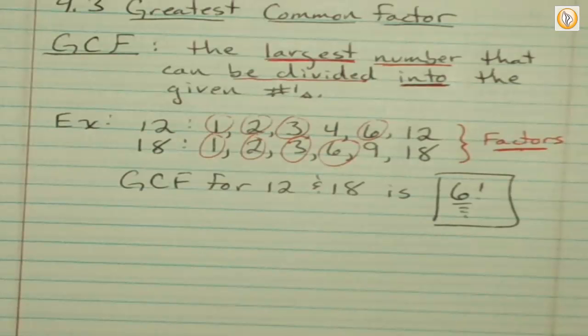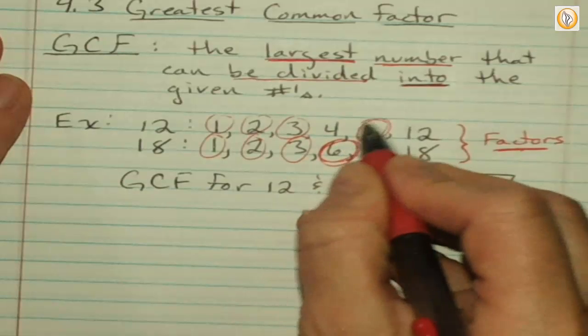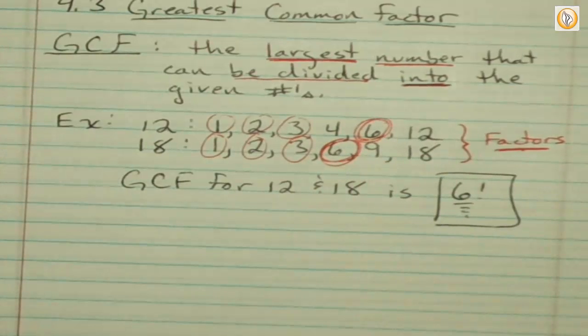So 6 is your greatest common factor. It's the largest number that can go into both of those evenly. Do y'all all see that? 2 is a common factor. 3 is a common factor. But 6 is the greatest common factor. Any question? Okay, that seems simple enough, right?